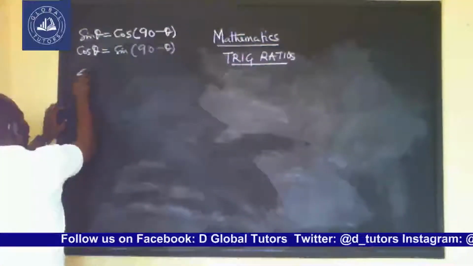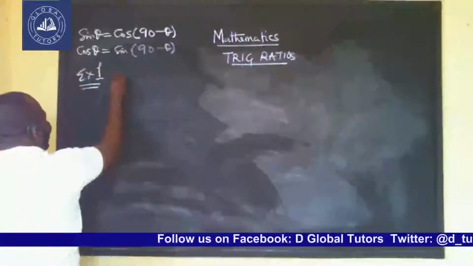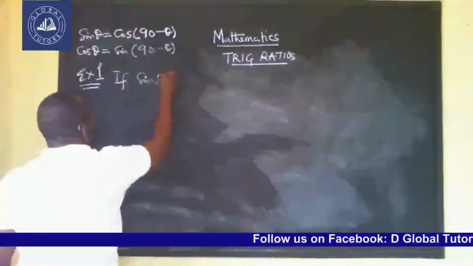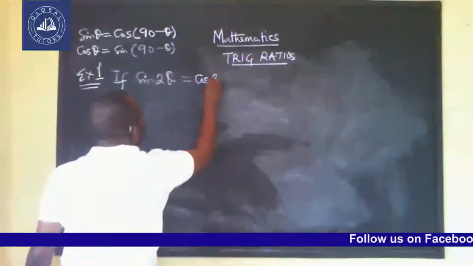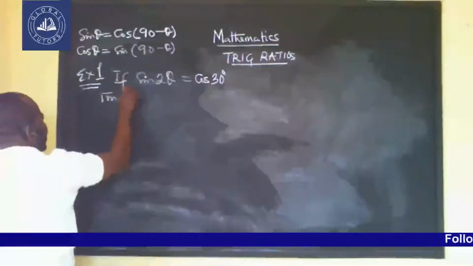Now, let's take example number 1. The question says, if sine 2 theta equals cos 30 degrees, find theta.